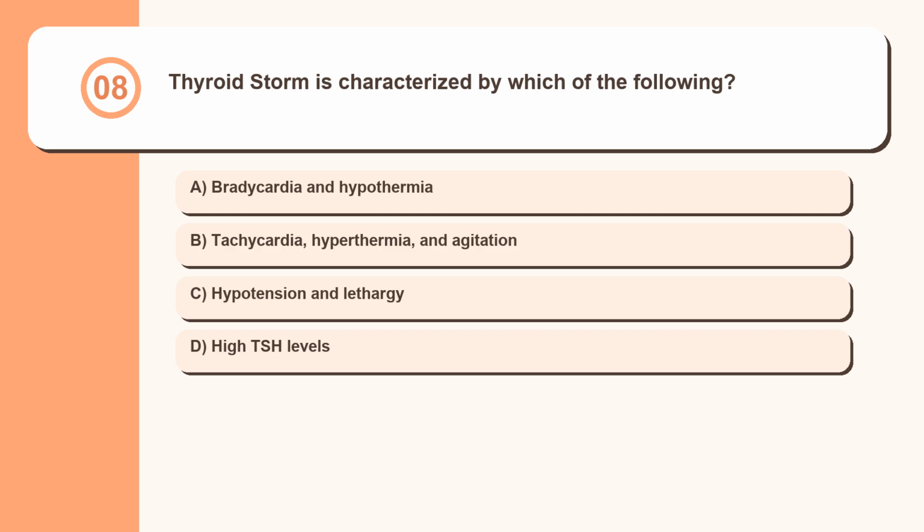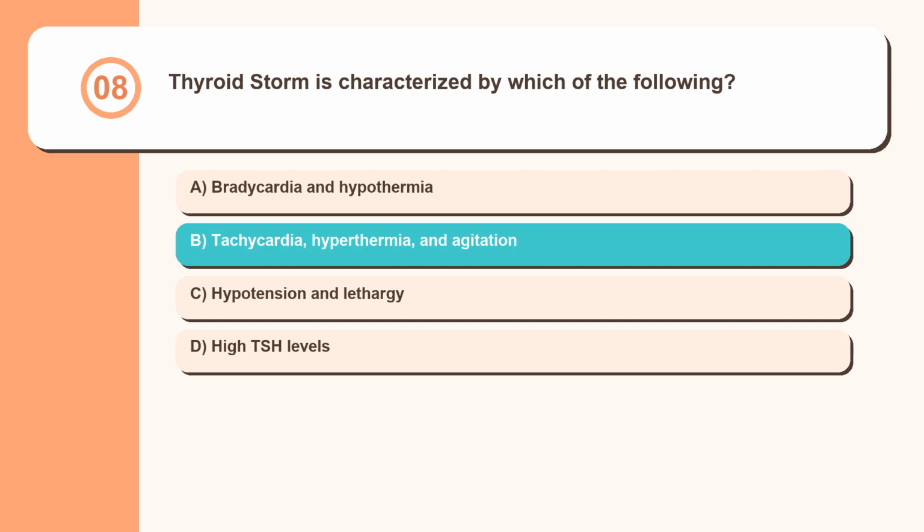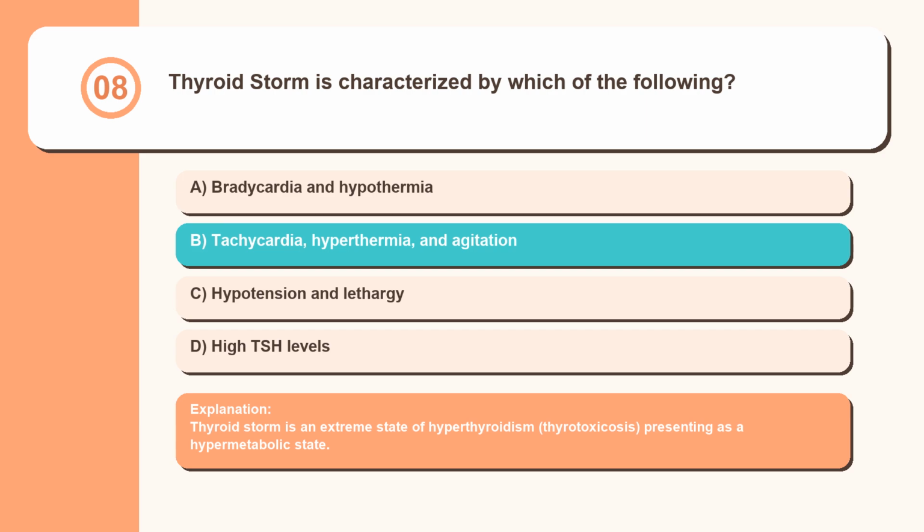Question 8. Thyroid storm is characterized by which of the following? Bradycardia and hypothermia, tachycardia, hyperthermia, and agitation, hypotension and lethargy, high TSH levels. Thyroid storm is an extreme state of hyperthyroidism, thyrotoxicosis, presenting as a hypermetabolic state.